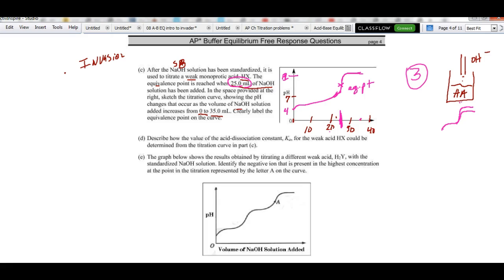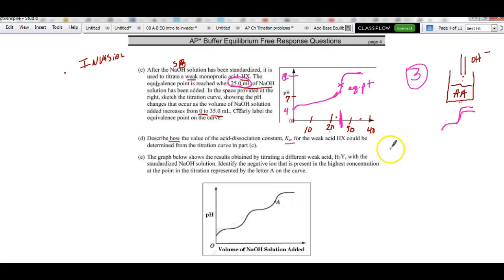Okay, next. See how these are all conceptual? That's why we needed to work this, because you have to explain all this stuff, and that's what you're going to be doing on your test. All right. So, describe how the value of the Ka for the weak acid HX could be determined from the titration curve in part C. Okay, so how do you determine the Ka?